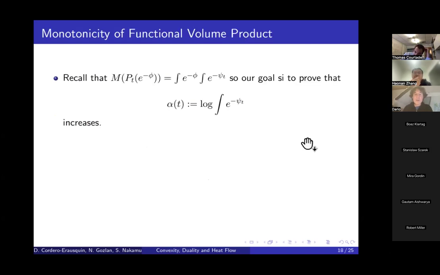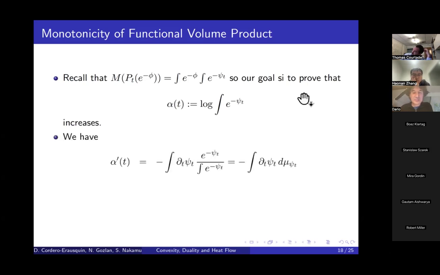Okay. So let us go back to our question of proving the monotonicity of the volume product. As I said, we want to check that this quantity is increasing. I'm taking the log. It's not really necessary, but it gives some homogeneity in the formulas. I want to prove that this is increasing in time, where psi t is the Legendre transform of phi t.